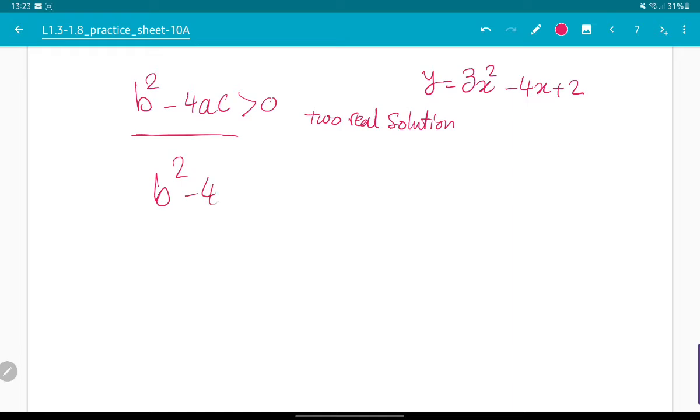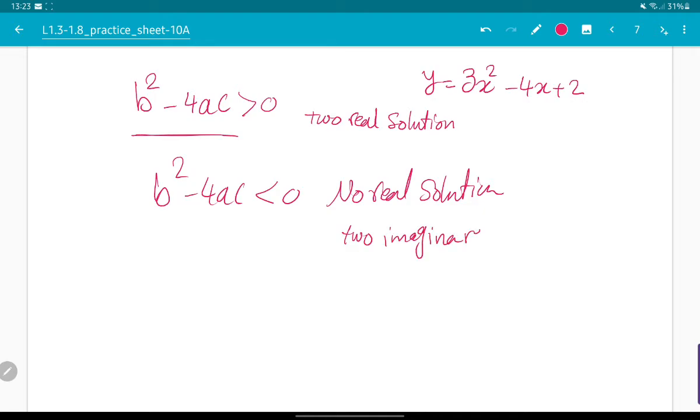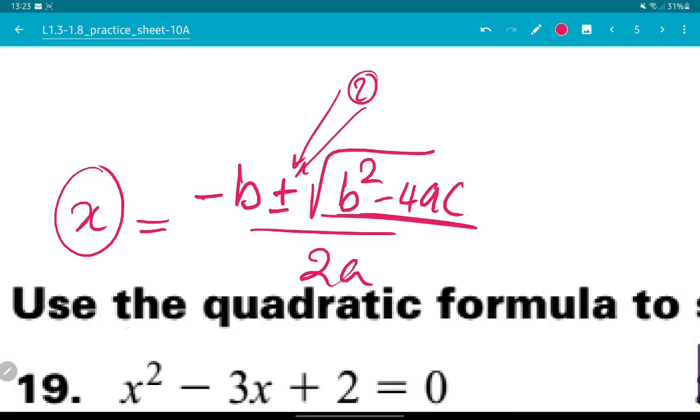What about b squared minus 4ac less than 0? We have no real solutions, or two imaginary solutions. Can you see why? Because if this part is negative, this part has no real value. It means there is a negative inside the root. It means the answer will be with i, imaginary. So we will have positive and negative two imaginary numbers, or no real answers.